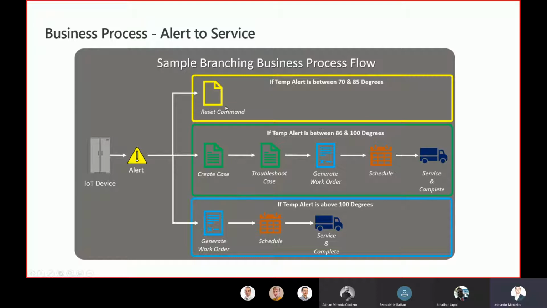For example, you can send a reset command to that device, that machine, to restart. But when the temperature is between 86 degrees and 100 degrees, you can generate a process that creates a case, generates a work order, generates the schedule, and sends the right person. And if it's very urgent, above 100 degrees, you can generate a work order and send someone in time to go there and fix it.